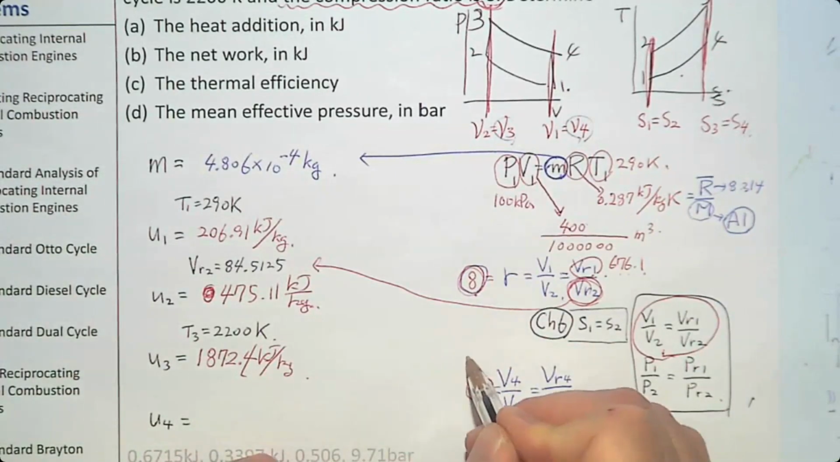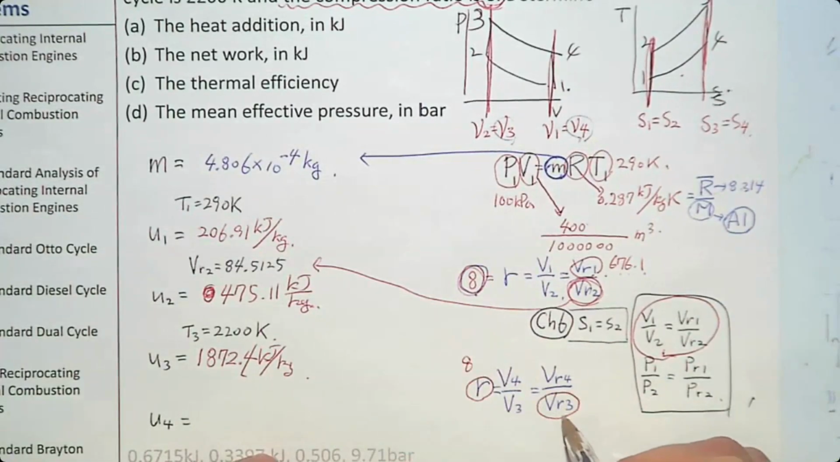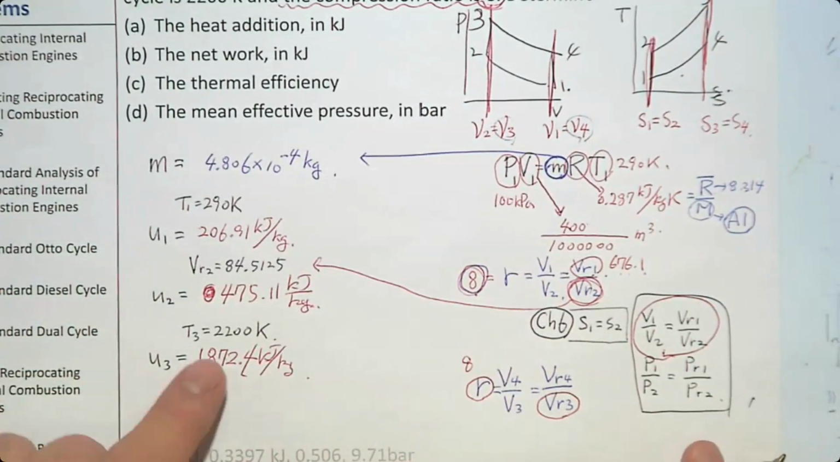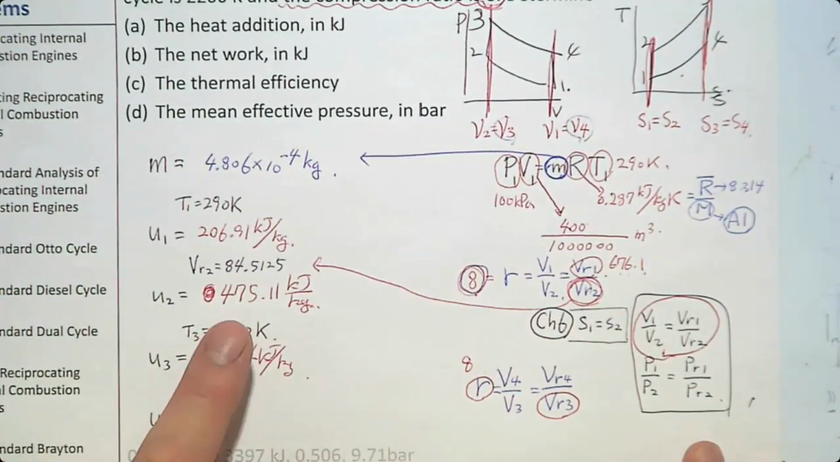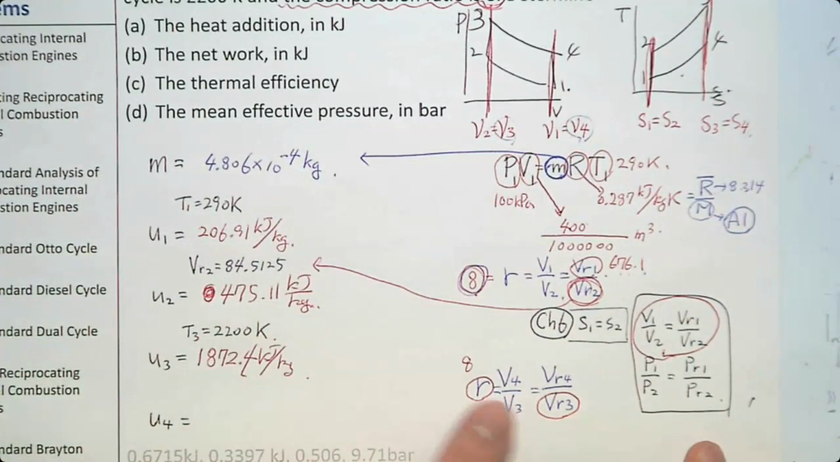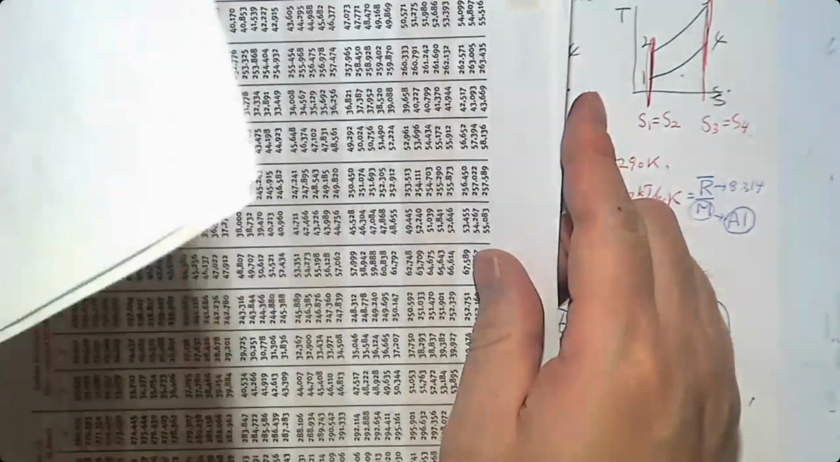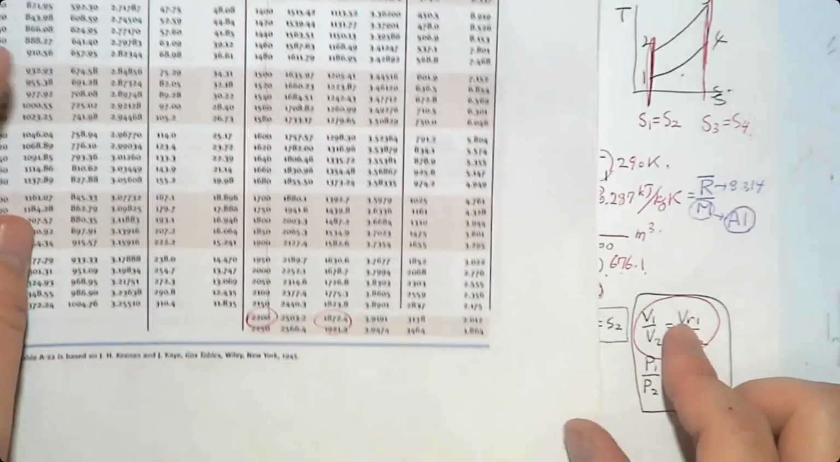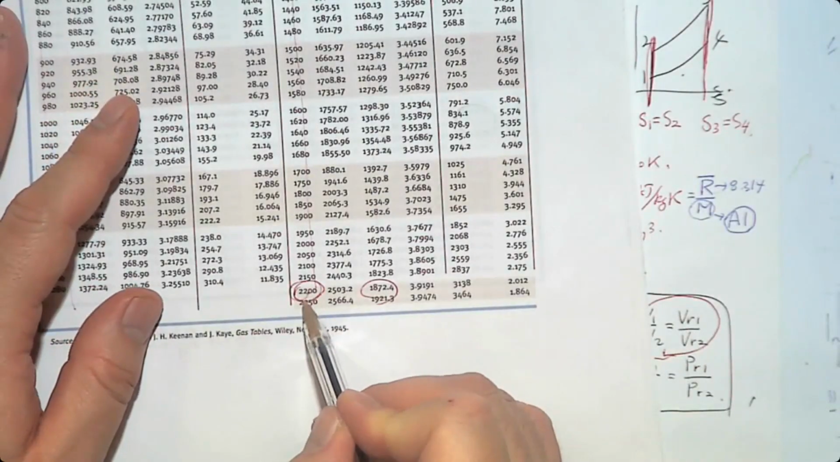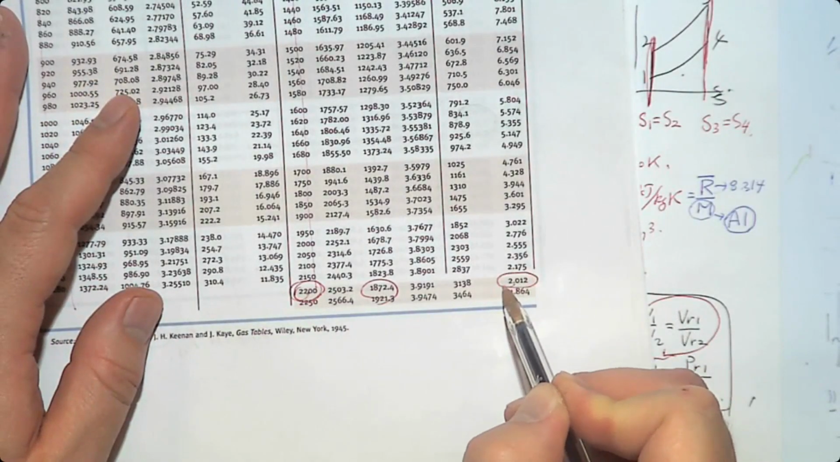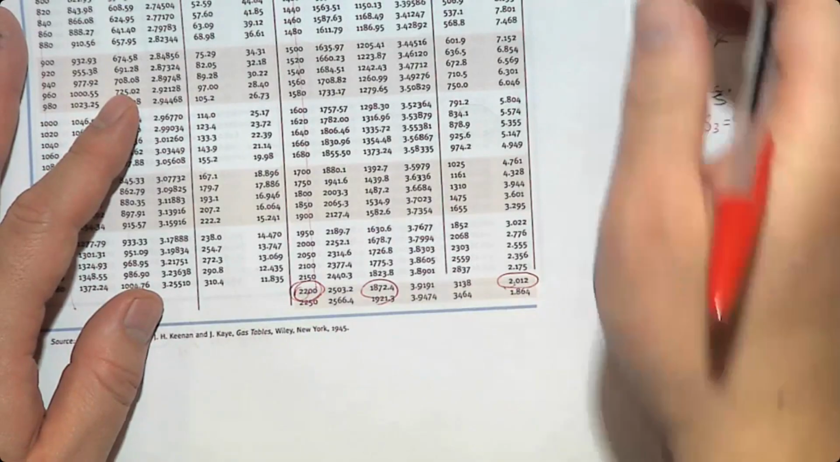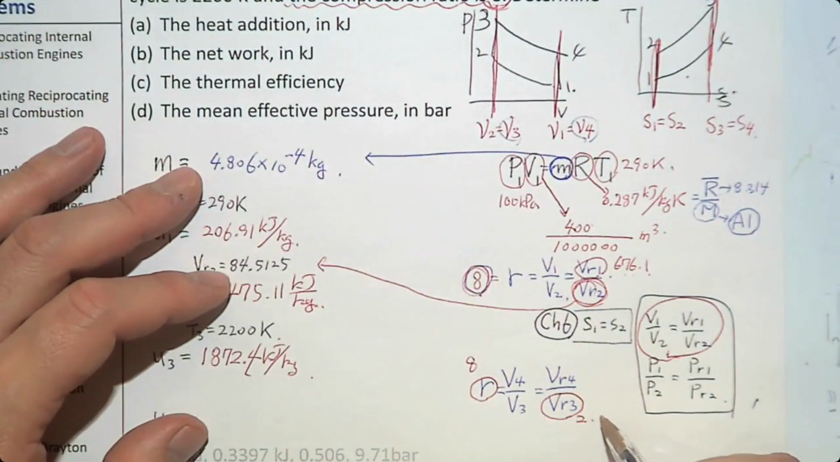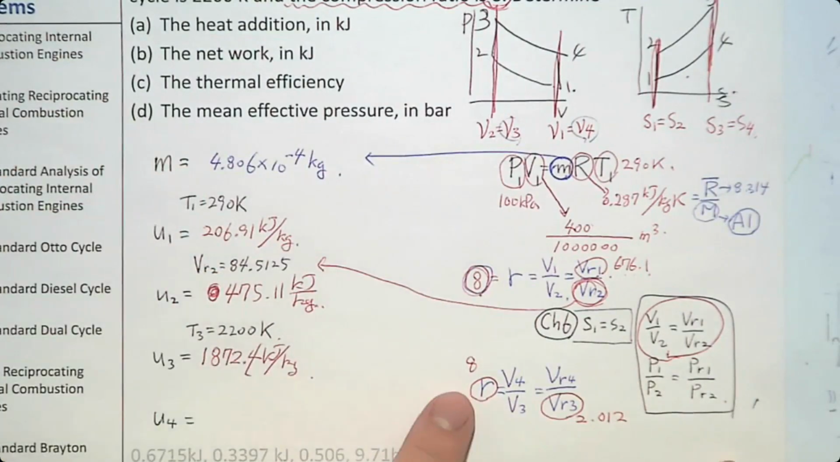What is the compression ratio? 8. Can we find VR3? Yeah. From where? From this temperature. From 2200 Kelvin, we can find VR3 because we know T3. So if you know the temperature, you can find any other property using this table. So let's go to 2200 Kelvin. 2200. So what is VR? 2.012. So can you solve this one to determine VR4?